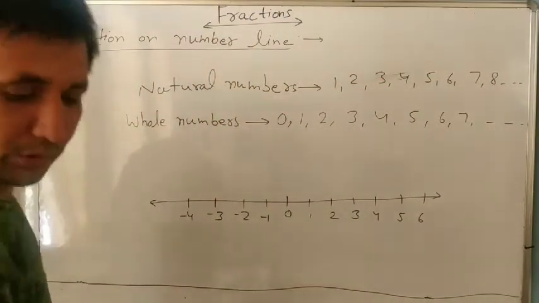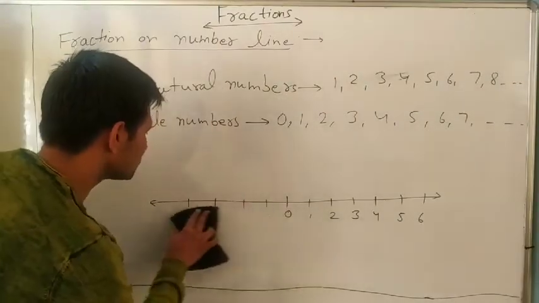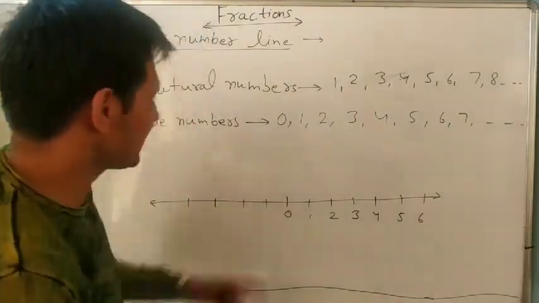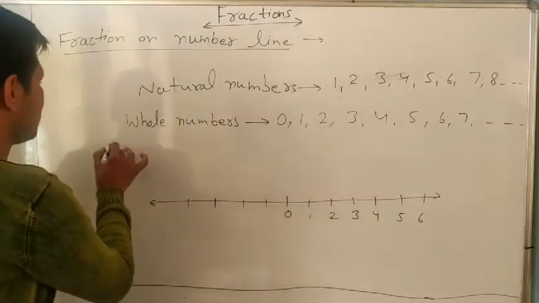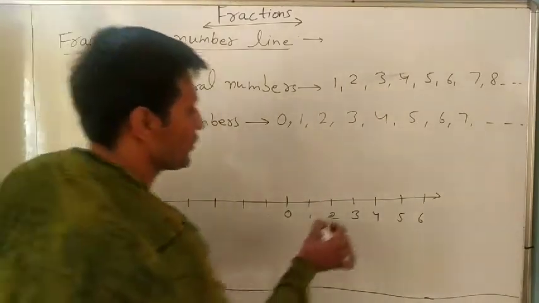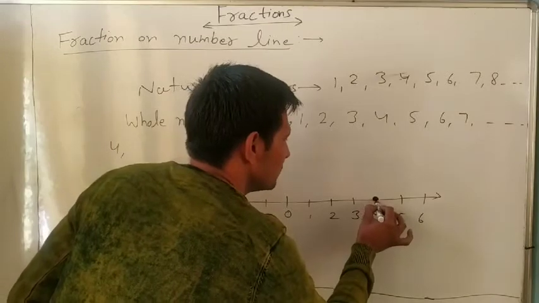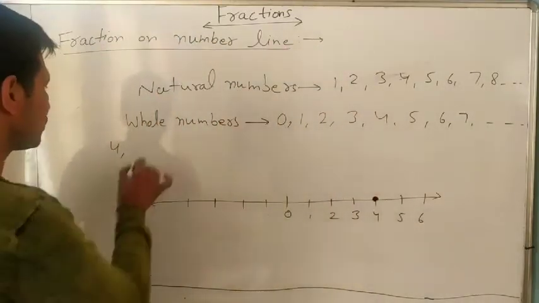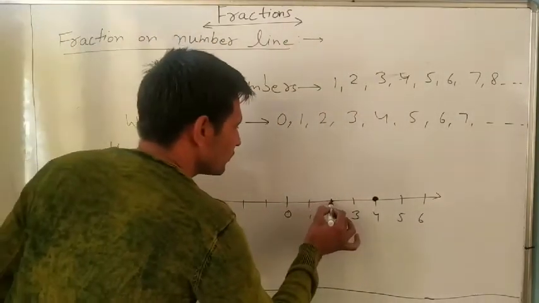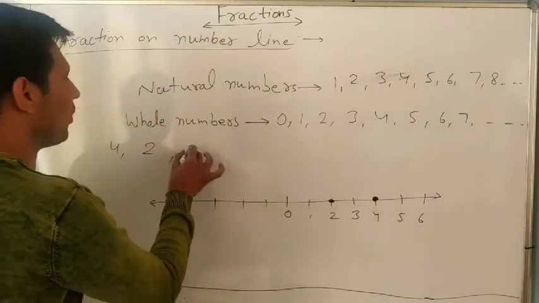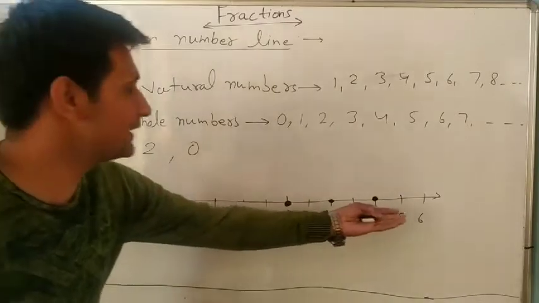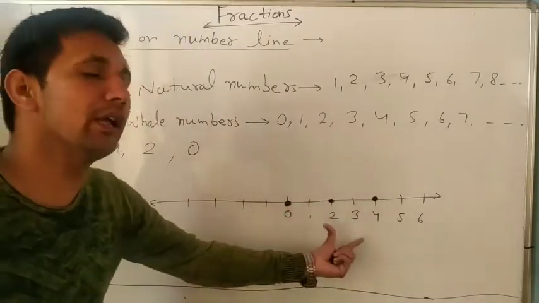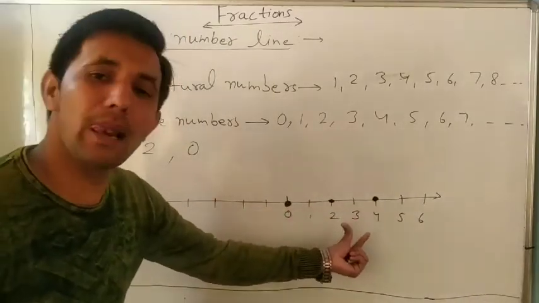So suppose we want to represent a natural number on a number line. If I ask you to represent 4, where is 4? We will write it is 4. Represent 2, where is 2? It is 2. Represent 0 on the number line, it is 0. So this is representing a number on a number line.